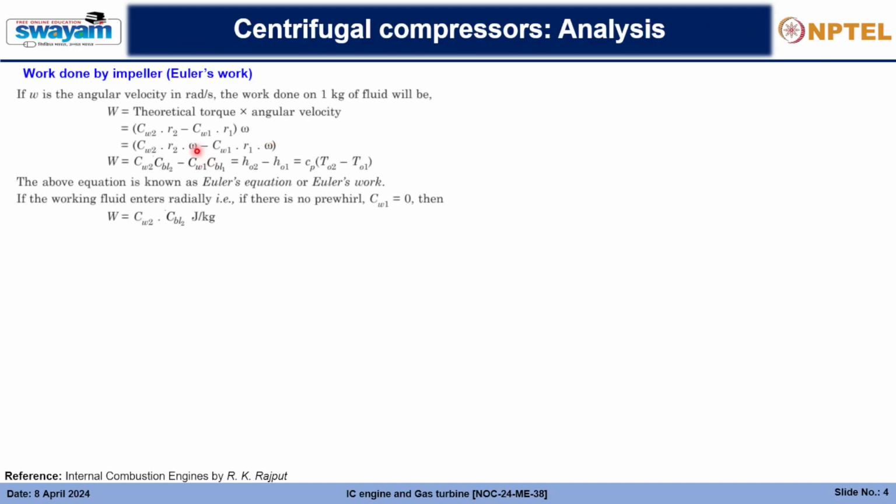So moving on, we'll first have to calculate the work done by the impeller, that is the Euler's work. So we'll first assume that ω is the angular velocity in radian per second by which the impeller is rotating, and the work done on 1 kg of fluid will be the theoretical torque times the angular velocity. And what is the theoretical torque? The theoretical torque is Cw2 times r2 minus Cw1 times r1.